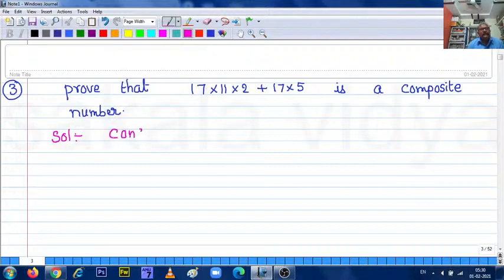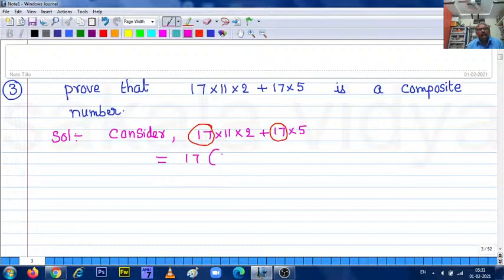Now consider 17 into 11 into 2 plus 17 into 5. Here see, the 17 is common. This you can take out common. If you take 17 common out, we have 1 into 11 into 2 plus 1 into 5. So you simplify it now. This equals 17 times 22 plus 5. This is 17 into 27.